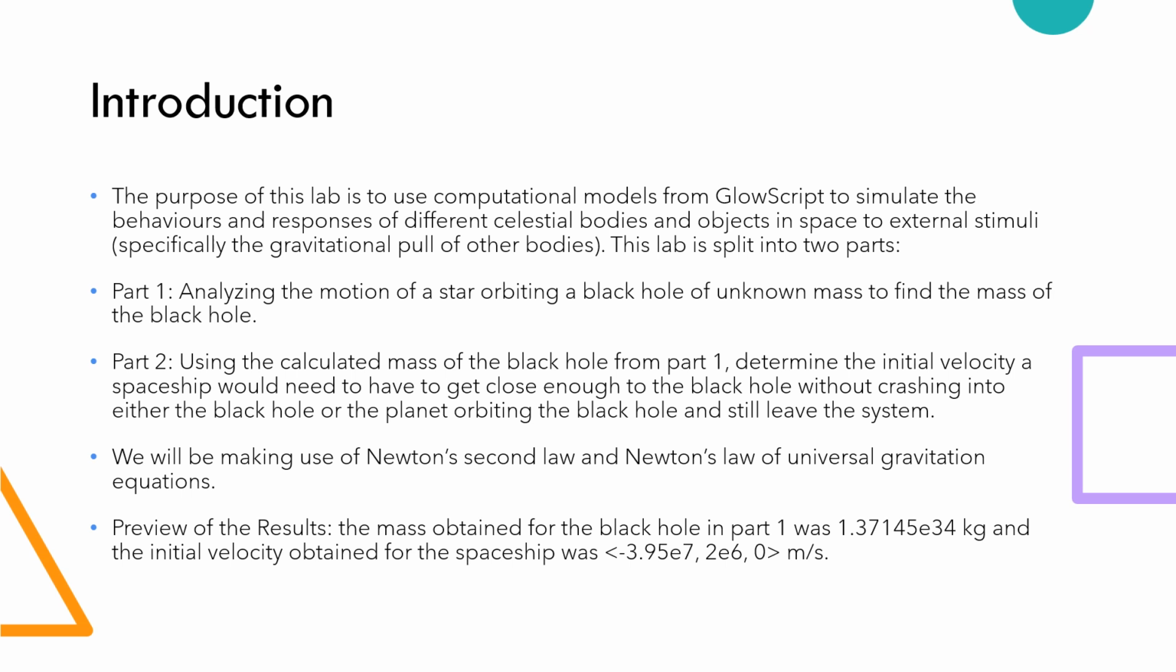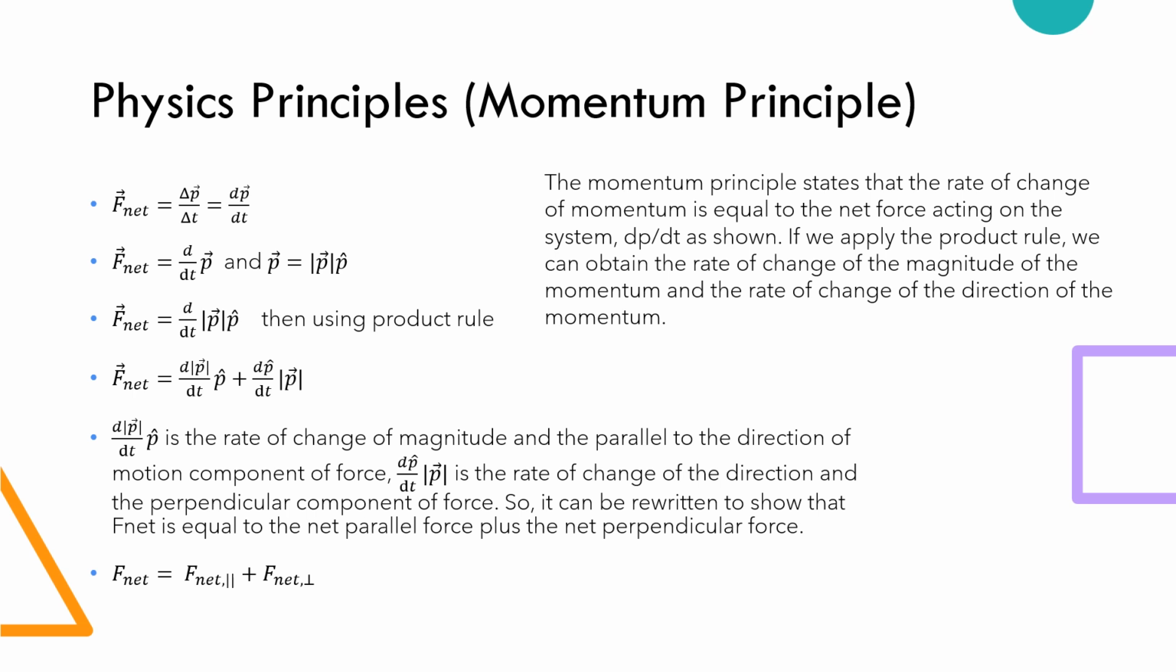Preview of the results. The mass obtained for the black hole in Part 1 was 1.37145 times 10 to the power 34 kg, and the initial velocity obtained for the spaceship was minus 3.95 times 10 to the power 7 in the x component, 2 times 10 to the power 6 in the y component, and 0 in the z component, in meters per second. The momentum principle states that the rate of change of momentum is equal to the net force acting on the system, dp/dt, as shown.